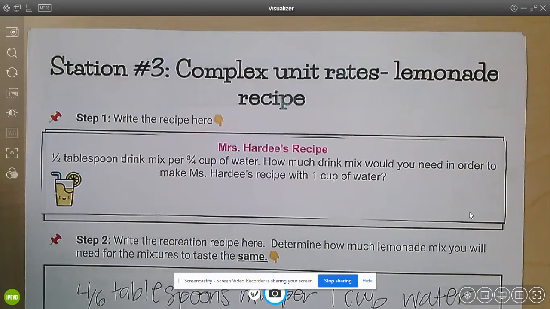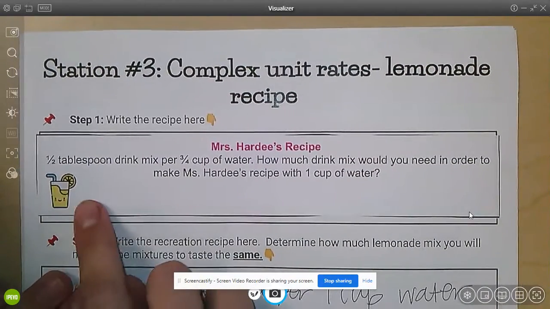For station number 3, we're going to be looking at complex unit rates through lemonade recipes. So the first step is to paste the recipe of your choice here.